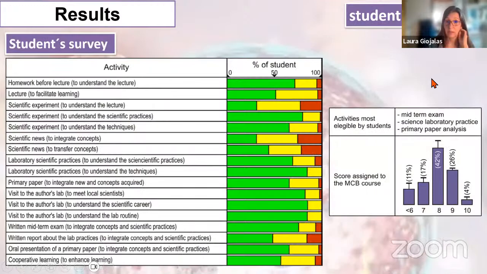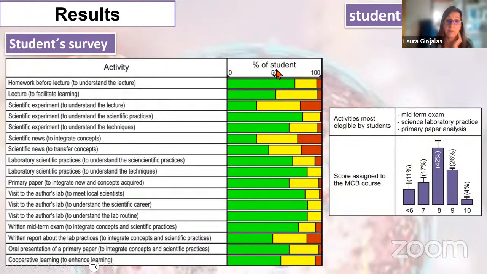We also ask about student opinion. At the end of each course, we give them a survey related to all the activities they have been running with us during the course, and we also ask about the cooperative learning technique. In green is represented the opinion of students that like these activities, in yellow the students that like them more or less, and in red the students that do not like them at all.